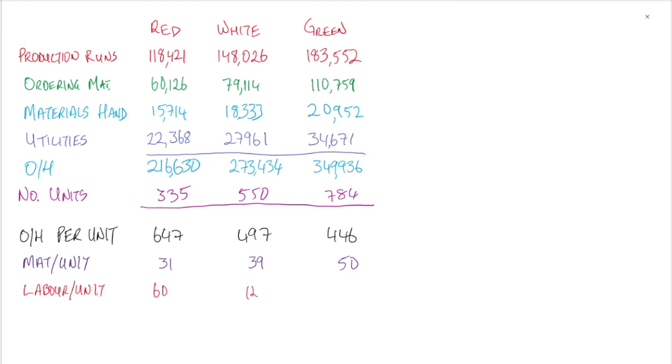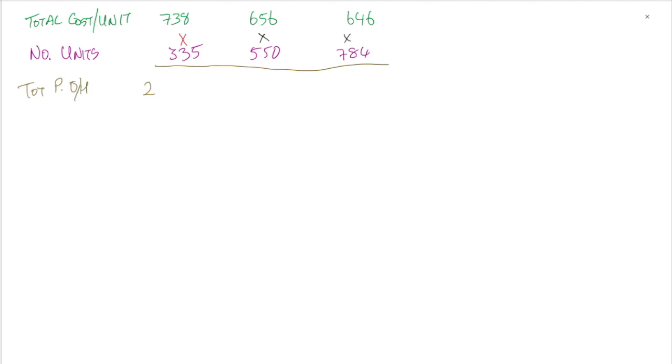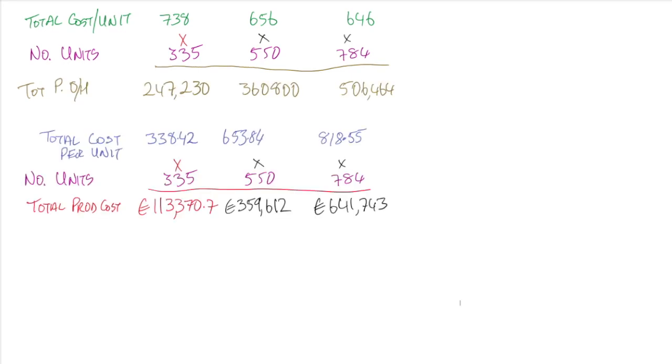Add on the materials per unit and labor per unit to get a total cost per unit for each of the product types. Then multiply that resultant figure by the total number of units that are produced in each case, and you'll get the total production overheads for each product. Once you've calculated the total production overhead for each product, you can compare those figures to the ones that were obtained when you used absorption costing, which is the second table added to this slide.